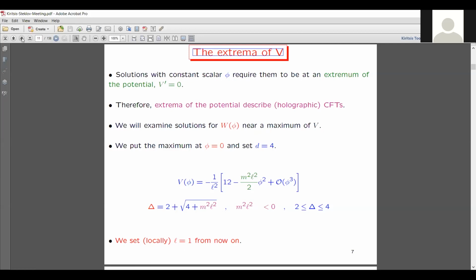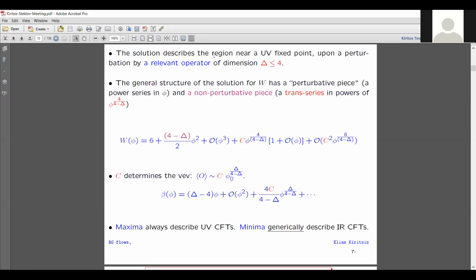And then one can see that this solution describes a region near a UV fixed point, which is perturbed by a relevant operator of dimension delta, which is smaller or equal to 4. And the general structure of the solution for W has two pieces. It has a perturbative piece, which is a power series in phi, and a non-perturbative piece, which is a trans-series in powers of phi to the 4 over delta minus, or 4 minus delta, in 4 dimensions. So I write it here.